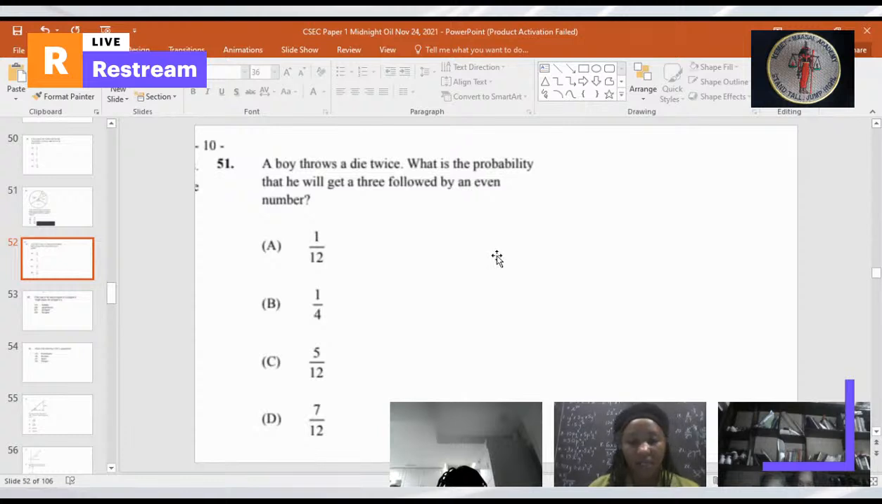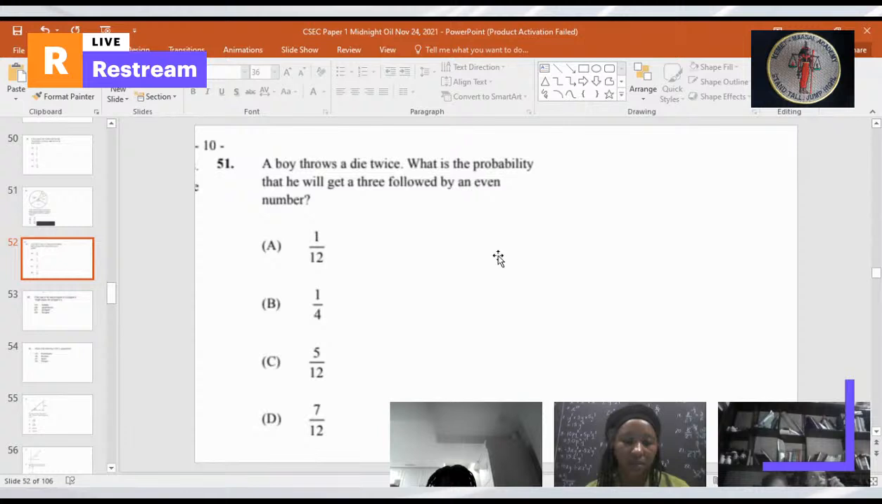All right, Imani, so 51. Okay, Miss. Number 51. A boy throws a die twice. What is the probability that he will get a 3 followed by an even number? So, find one probability. Okay, so I'm guessing on the first throw he got 3, and on the second throw the probability of him throwing an even number. Right, okay. So the probability of getting a 3 would be what?